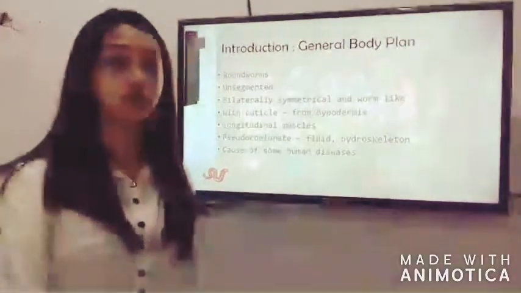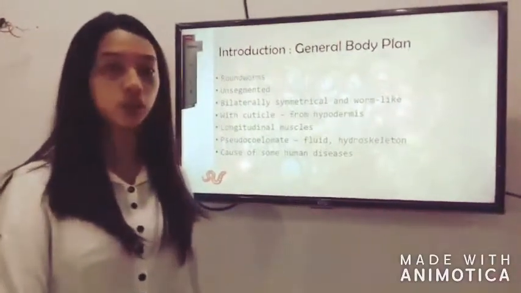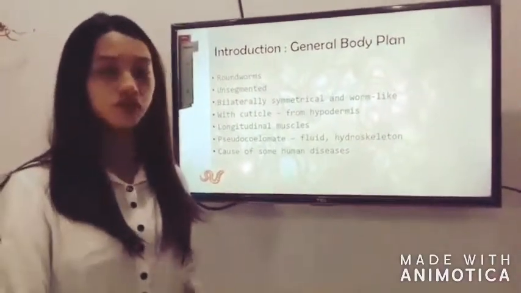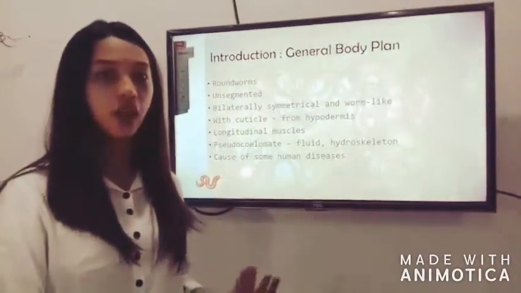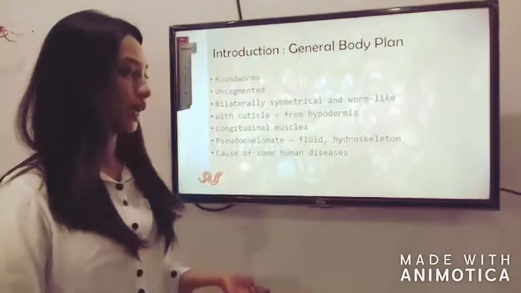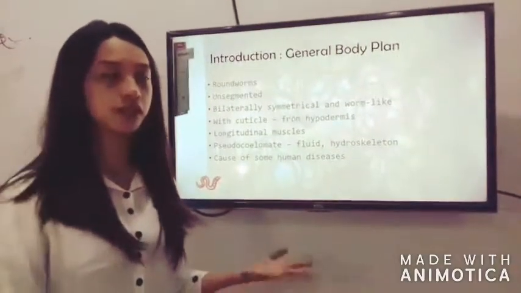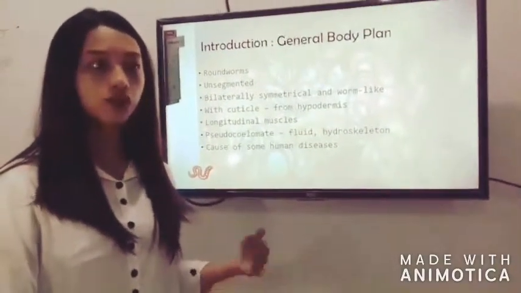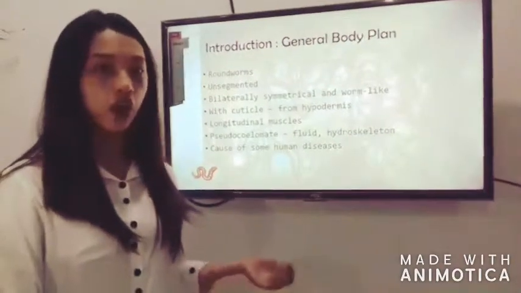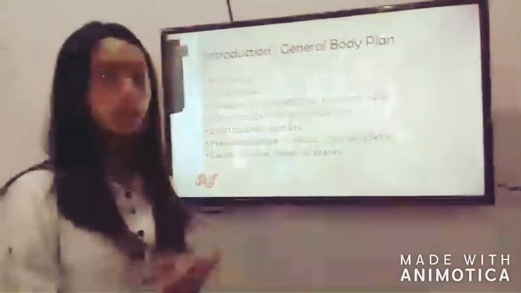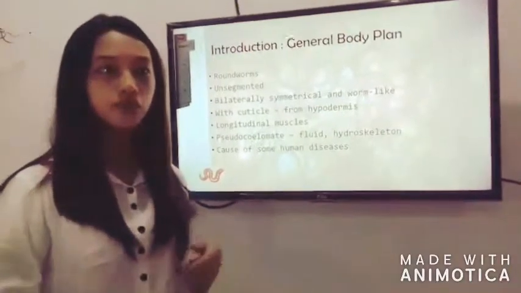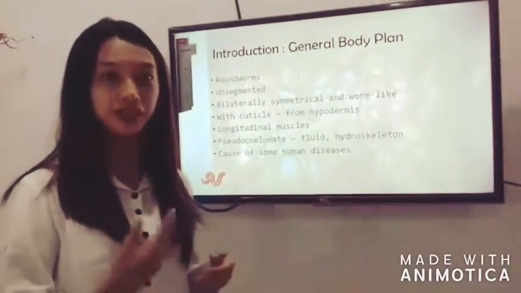They are pseudocoelomate, which means they have no true coelom, and their pseudocoelom is formed from the cavity of the blastula instead of the folding of the mesoderm layer. Their pseudocoelom is a fluid-filled cavity which forms the hydroskeleton of the nematode. And because they have only longitudinal muscles, their movement is sinusoidal.